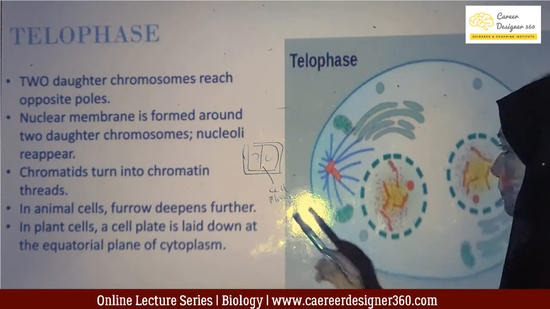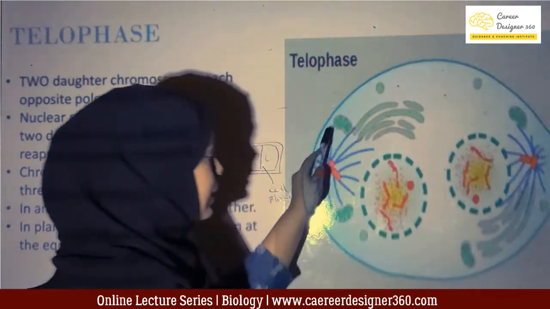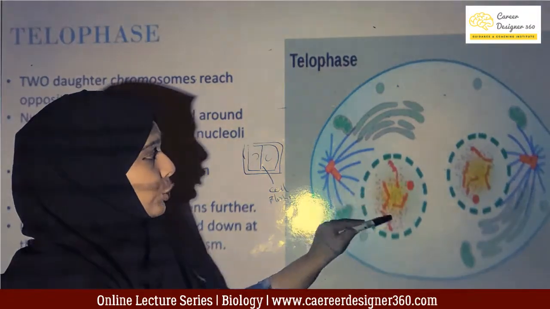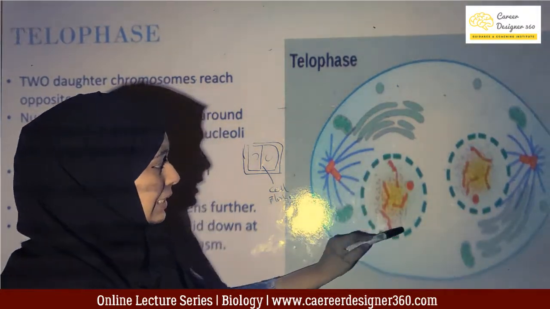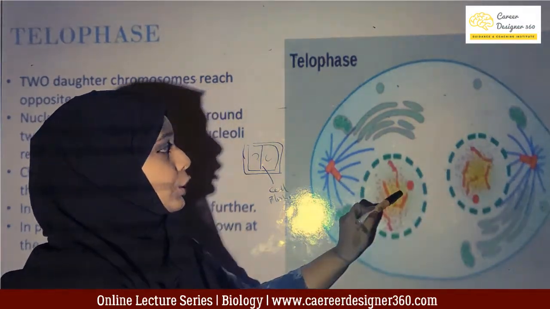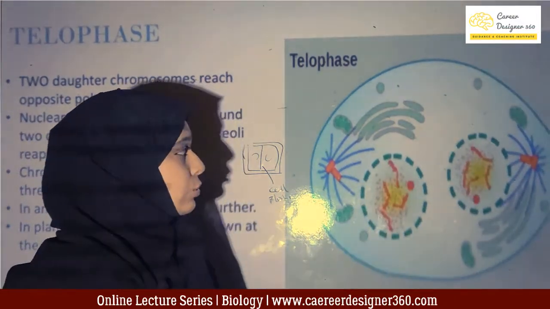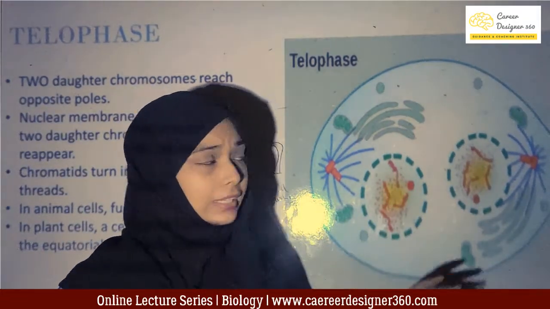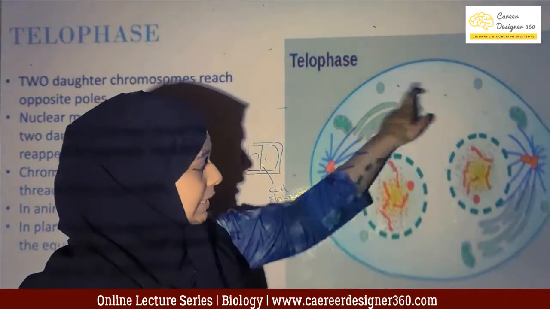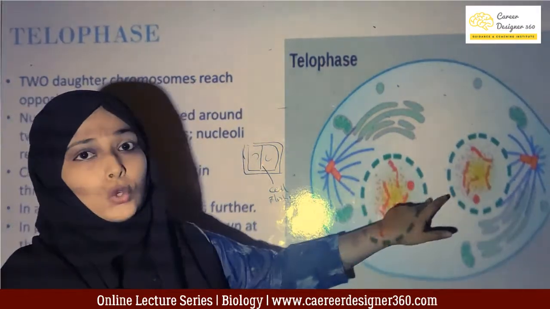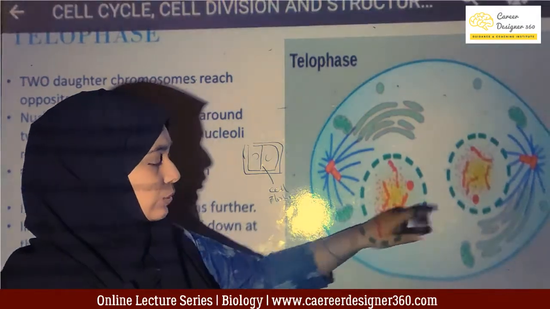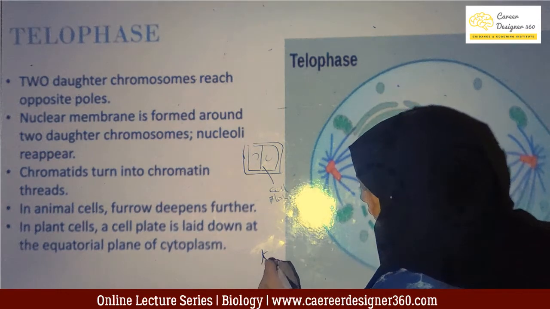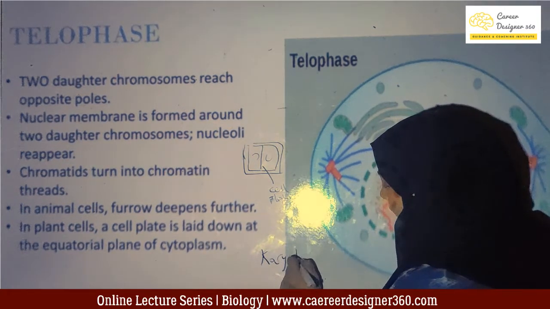Okay, so if you see over here, the cell hasn't divided yet. What has been divided? Two new chromosomes have been formed, and this is a nuclear membrane. So the nucleus has divided. Okay, so in telophase the division of the nucleus is happening. The cell hasn't been divided yet. The cell is still intact, containing two nuclei or the two chromosomes. Okay, so this division is known as karyokinesis.